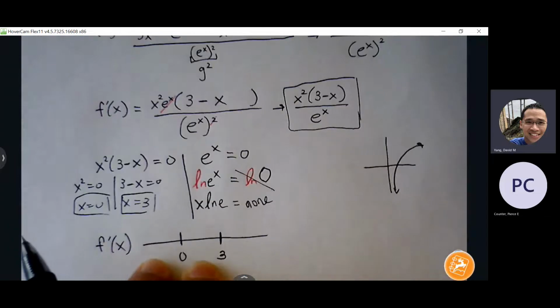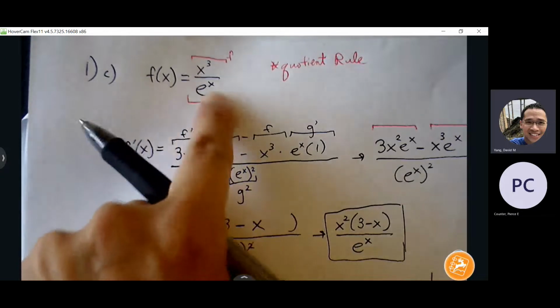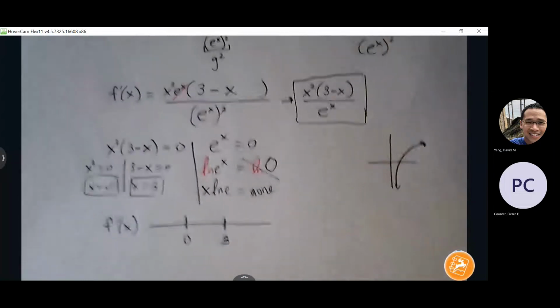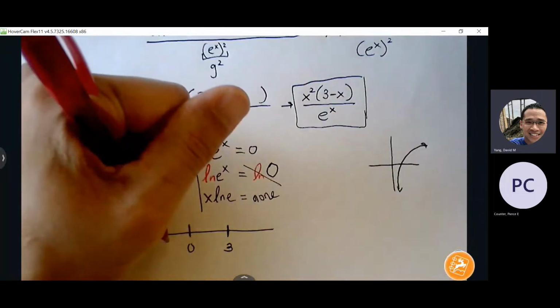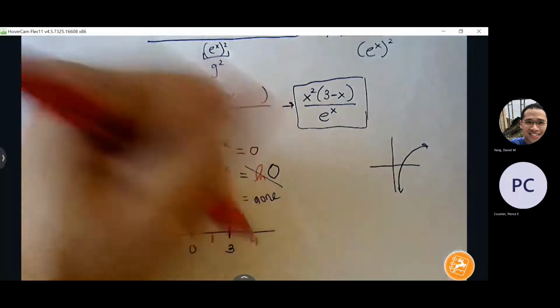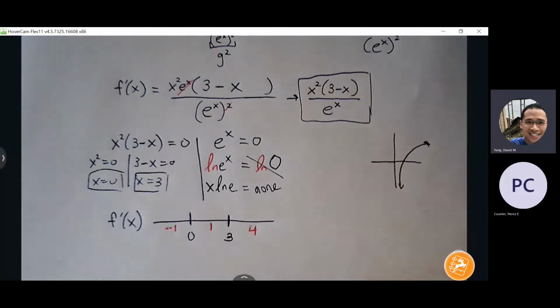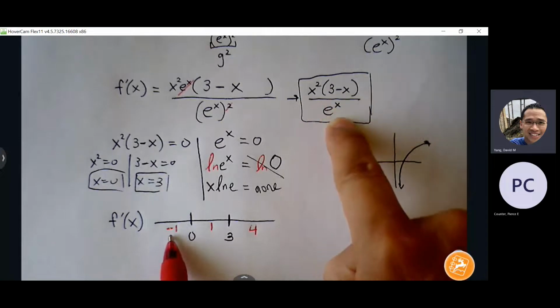Okay, there's no restrictions here to the left of 0 because there's no natural log. There's no domain restrictions. We test points on either side here. I can test -1. I can test 1. I can test 4, into my factored form for my first derivative. So -1 squared is still positive. 3 minus -1 is still positive. E to the -1 is also positive, right? E to the -1 is 1 over e. That's still a positive number.